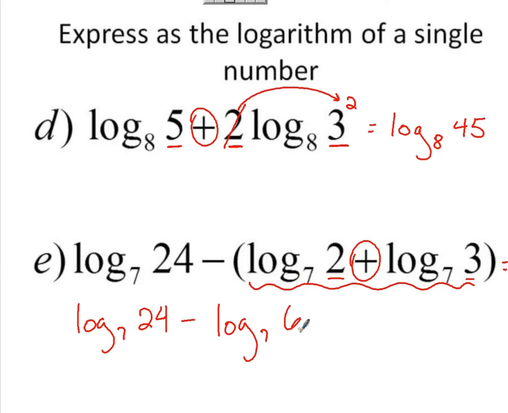Now with those 2 logarithms that remain, because of the subtraction, we know subtraction gives us this quotient idea for a single logarithm. So I'll write this as log base 7 of 24 divided by 6. So log base 7 of 4. There's your single logarithm of a number.